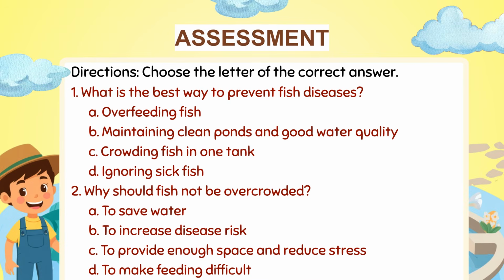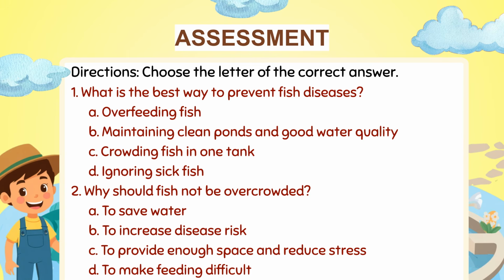Now, let's test your understanding. Take a moment to think about the correct answers to these multiple-choice questions regarding fish health and disease management. Read each question carefully and choose the letter of the correct answer. For question number 1, what is the best way to prevent fish diseases? Is it A, overfeeding fish, B, maintaining clean ponds and good water quality, C, crowding fish in one tank, or D, ignoring sick fish? Think carefully before choosing your answer.